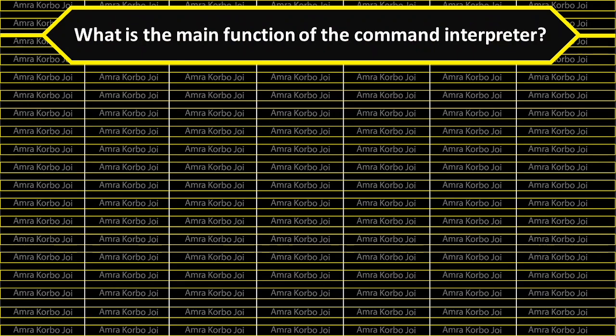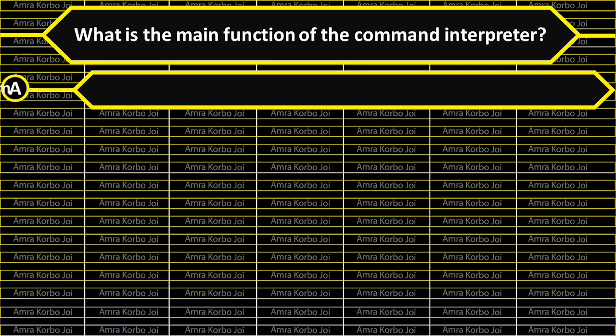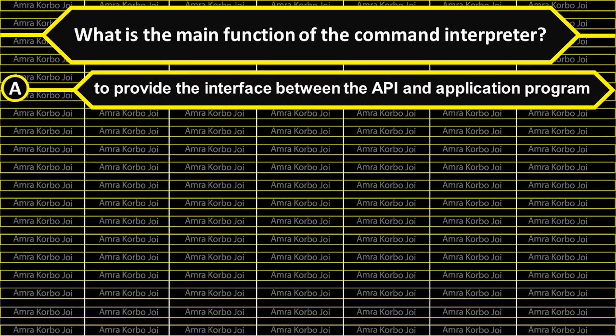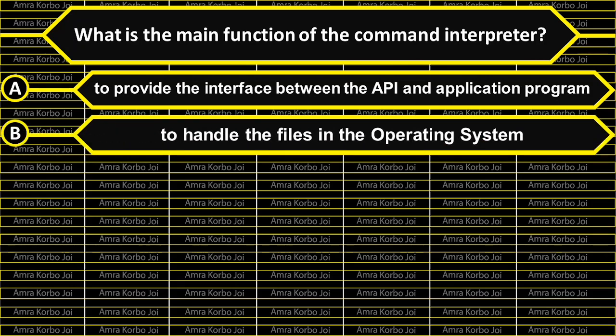What is the main function of the command interpreter? Option A, to provide the interface between the API and application program. Option B, to handle the files in the operating system.